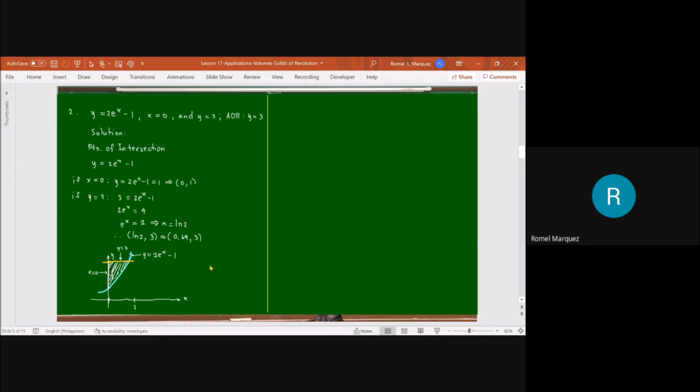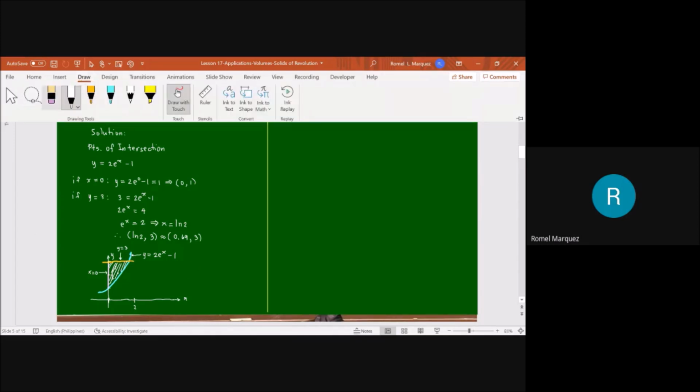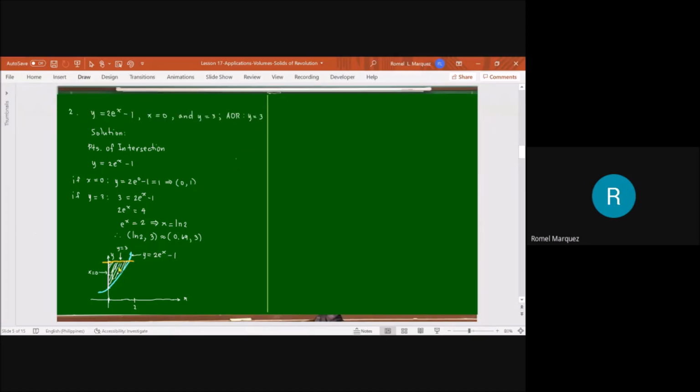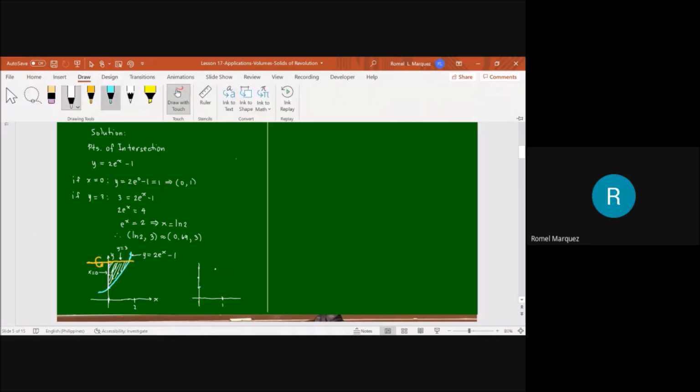So if you're going to revolve it about the line, what is our axis of revolution? Y equals 3. So about this yellow line, I'm going to extend this. This is where we're going to revolve it, about here. Okay, guys? So 1, 2, 3. Assuming this is the point where they will meet, this is the approximate shape.